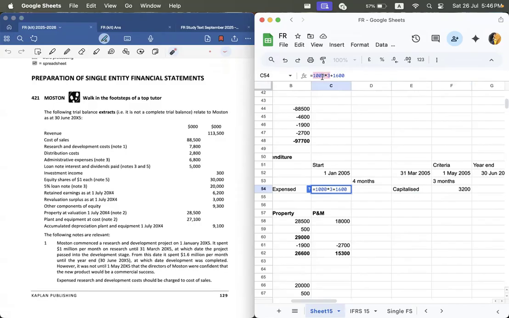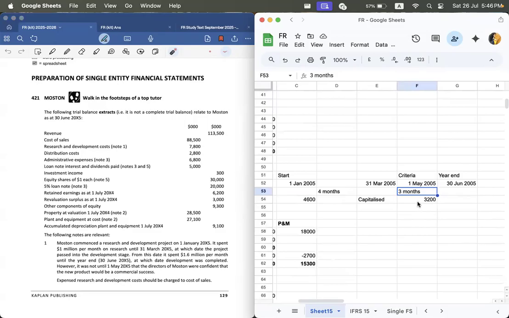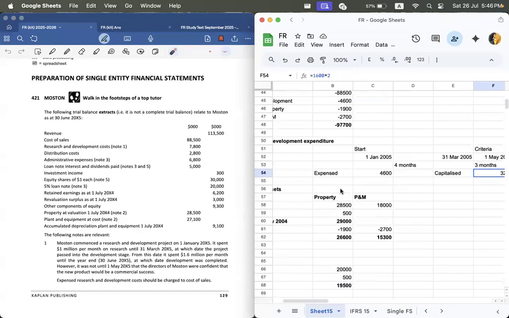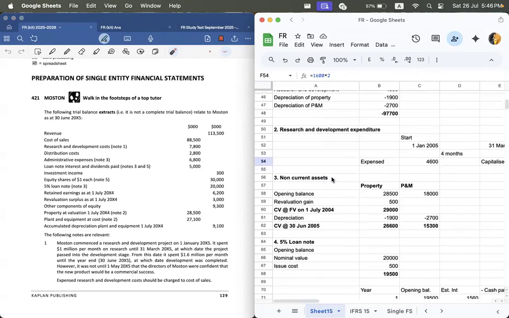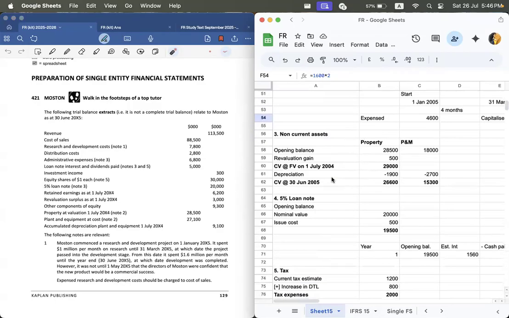So 1,000 into 3, plus the fourth month, it becomes 1,600, 1.6 million. Clear? Okay. So from 1st May onwards, this whole thing becomes capitalized, that is 1,600 into 2. So this is your correct working. Understood? Clear? So far, this is exactly what I did, but in a different format.